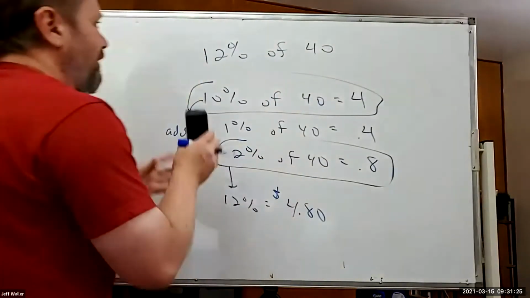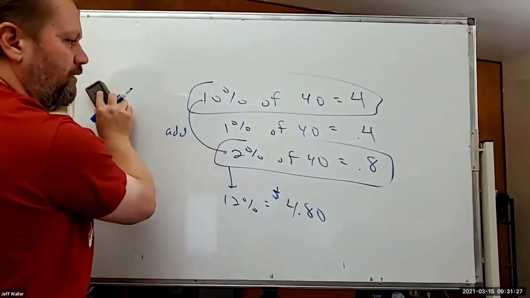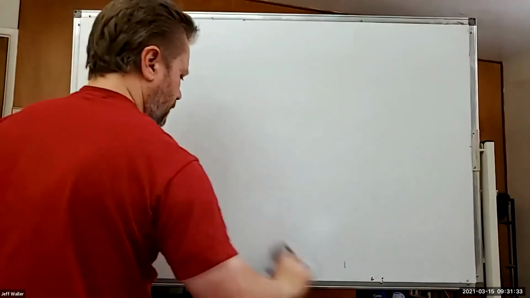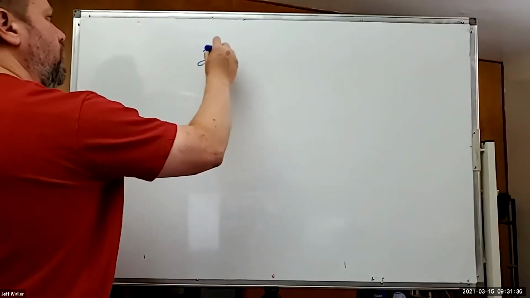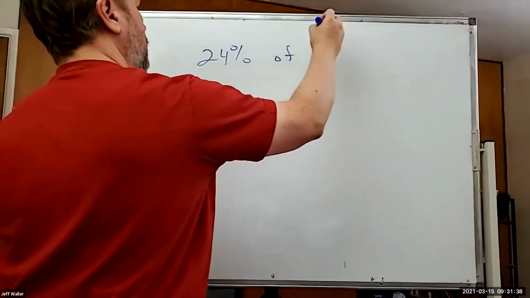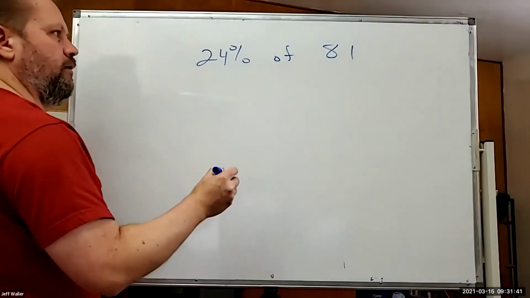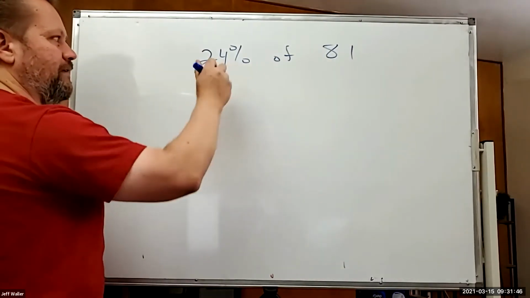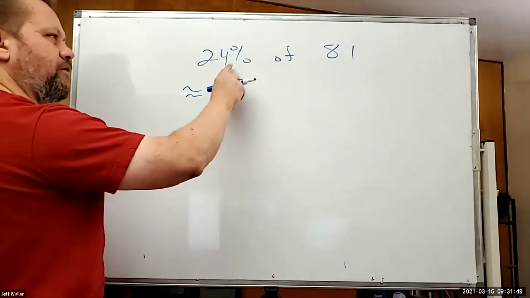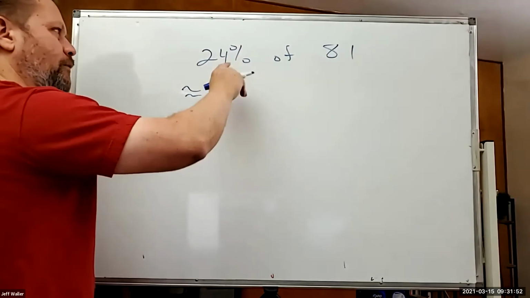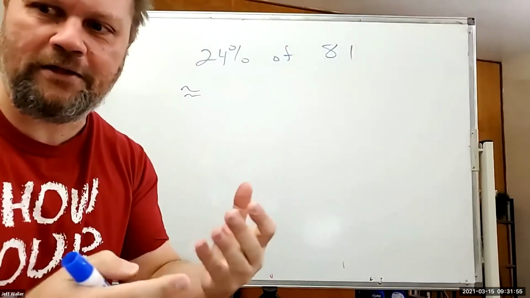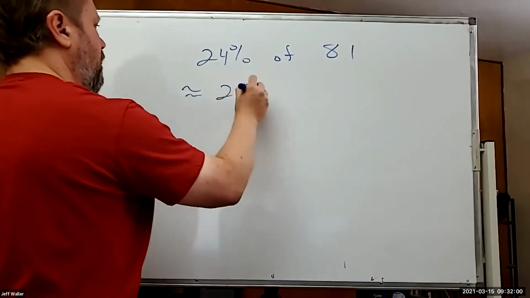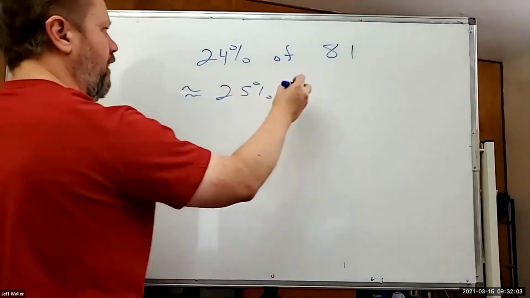All right, I think I said the last one was the last, but I'm going to do one more. Sometimes you'll have a problem like this. I want to find 24% of 81. What's a nice percentage that's easy to do that's close to 24? 25, because that would just be a quarter of something. So I'm going to say it's approximately 25% of 80.